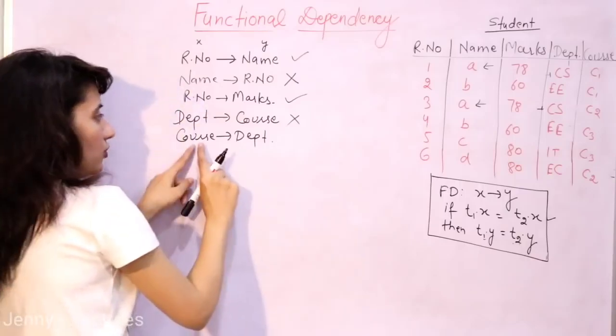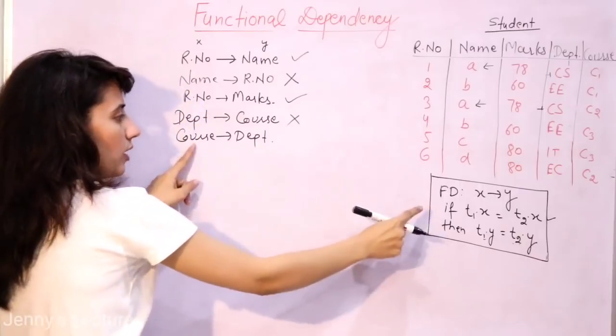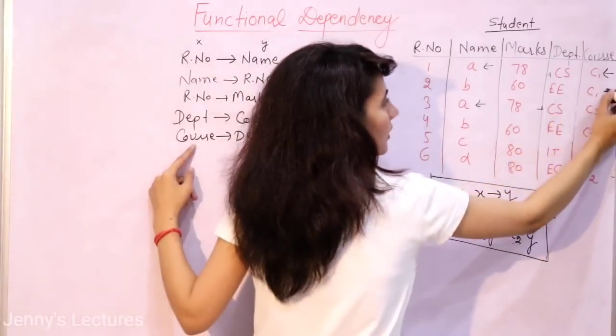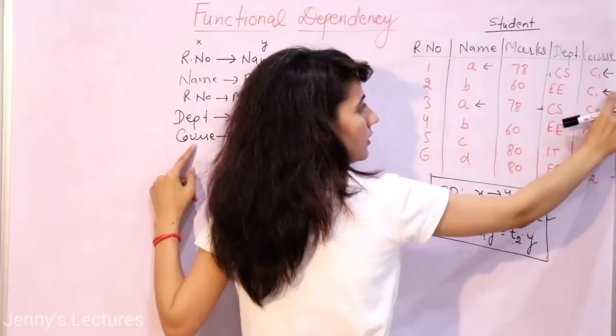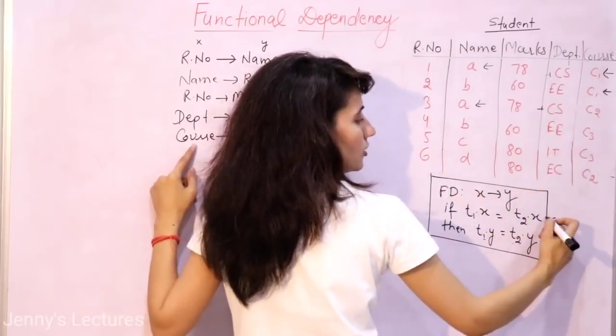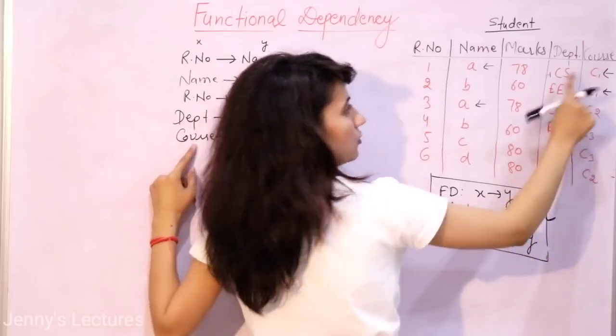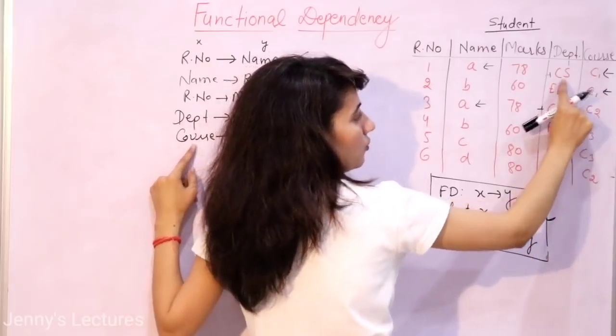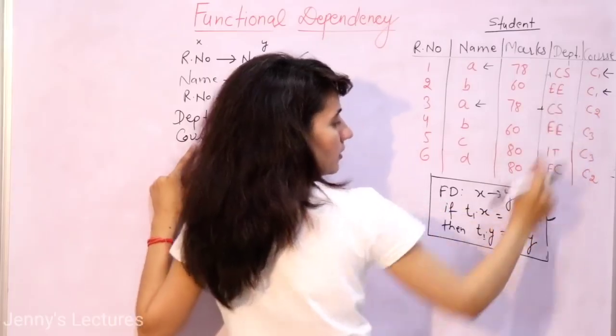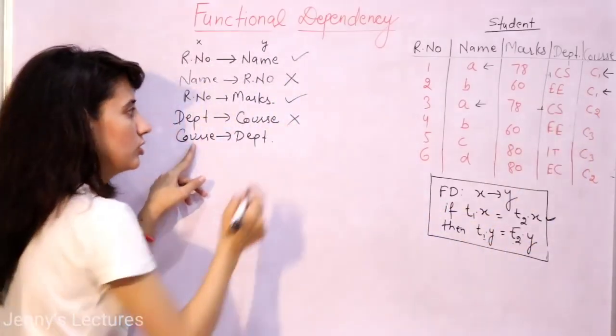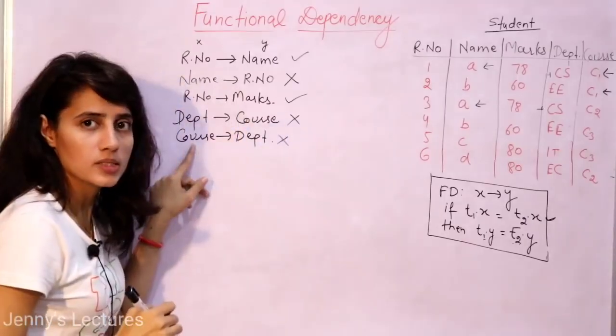The same you can check, now this is x, this is y using this formula. Now take these two tuples T1 and T2. T1.x is C1, T2.x is C1. So this condition is true. If this is true, then you will check the y value. Now T1.y is CS, T2.y is EE. Now this is not true because these are not the same. So this cannot be a functional dependency.